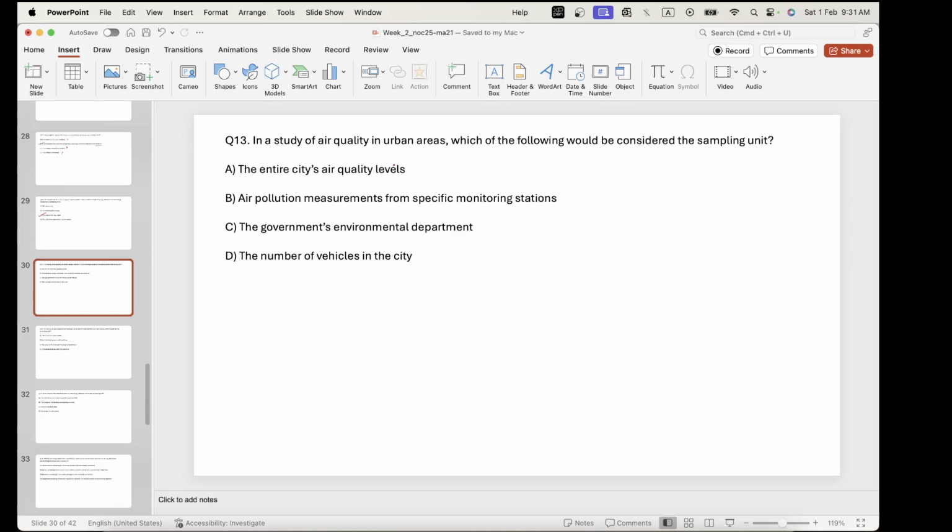Okay. In a study of air quality in urban areas, which of the following would be considered the sampling unit? The entire city's air quality levels, air pollution measurements from specific monitoring stations, the government's environmental department, or the number of vehicles in the city. The correct answer would be this one. I want to study air quality in urban areas, not the entire city. So I would want my measurements coming from specific monitoring stations stationed in the urban area. So B will be the correct answer.